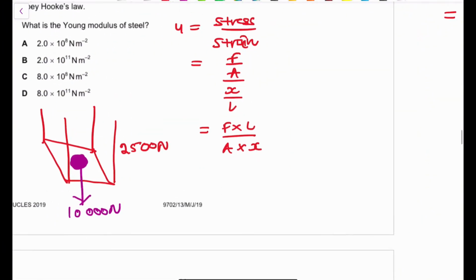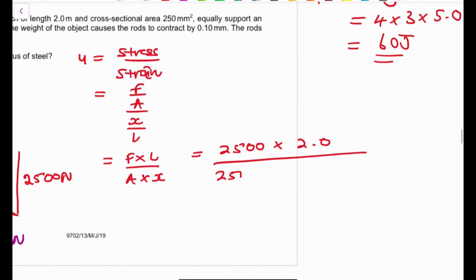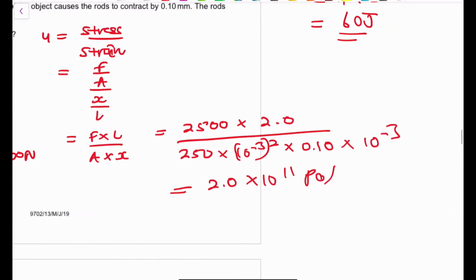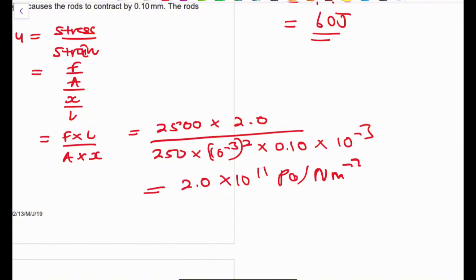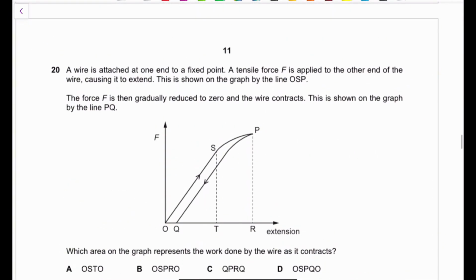What is your force? Your force is going to be 2,500. What is your length? 2.0. What is your area? It's going to be 250 millimeters times 10 to the power of negative 3. You're going to square that because we have this squared over here. You're going to multiply by extension, which is 0.10 times 10 to the power of negative 3. You're basically going to get an answer of 2.0 times 10 to the power of 11 pascals or newton m to the power of negative 2. And the answer is going to be B. Very important. Move on to question 20.